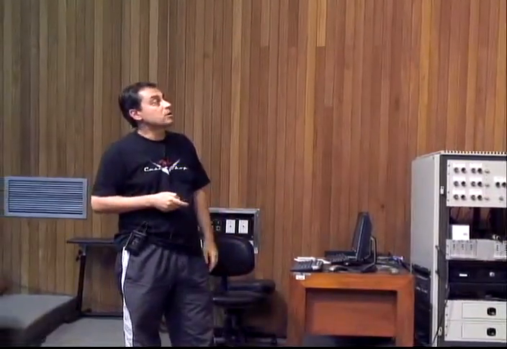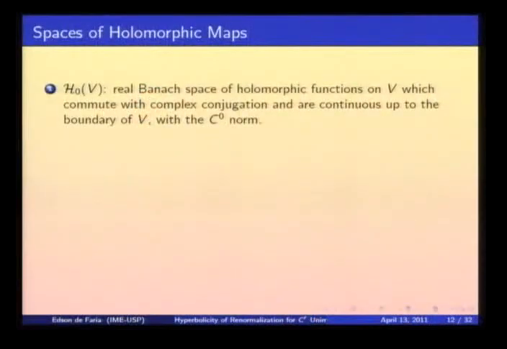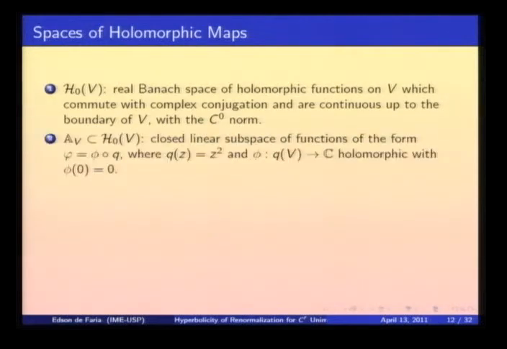I will also need some complex spaces here to state the theorem. So first you consider the real Banach space of holomorphic functions on a V, such as the one I drew there on the board. These V's are always symmetric about the real axis, and they always contain the interval minus 1, 1, which is the interval that interests us. Inside this big Banach space, I'm thinking only of maps which are continuous up to the boundary, and I take the C0 norm, so this is an honest Banach space. I consider a closed linear subspace of that, which is the space of functions which factor through z goes to z squared, okay?